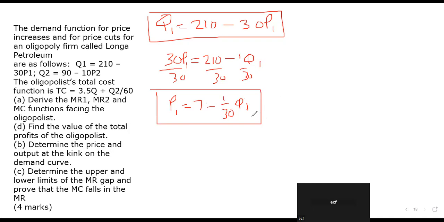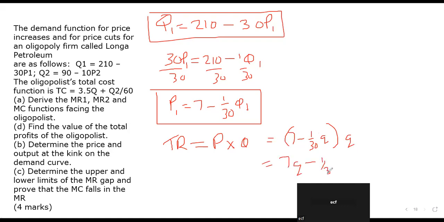So we now want to calculate the marginal revenue. So how do we find marginal revenue? We first find the total revenue, which is given by price times quantity. So here we're going to have 7 minus 1 over 30 Q. We multiply by the Q there. So here we're going to have 7Q minus 1 over 30 Q squared.